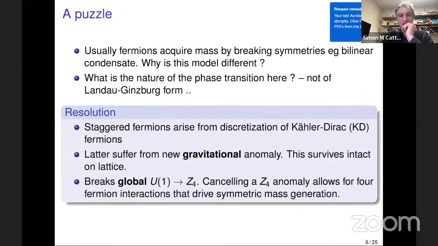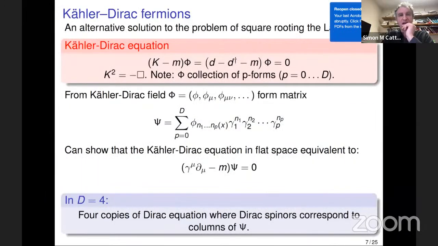Okay, so what I need to do at this point is tell you a little bit about Kaehler-Dirac fermions. They pose an alternative solution to the problem of square rooting the Laplacian, the problem that Dirac faced back in 1920-something, when he came up with the Dirac equation. He was looking to square root the Laplacian, essentially.